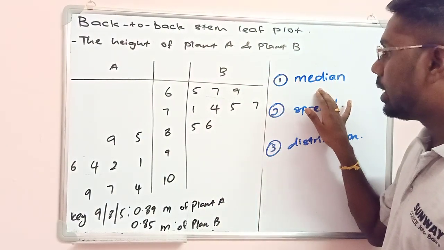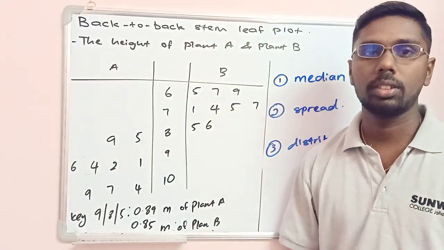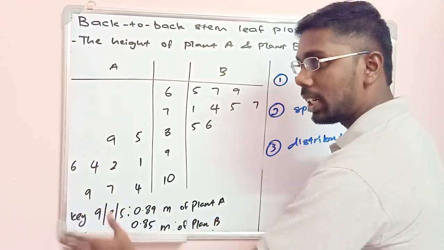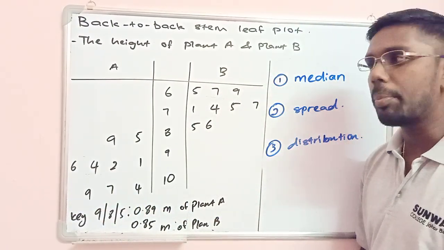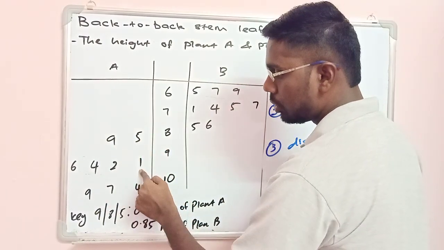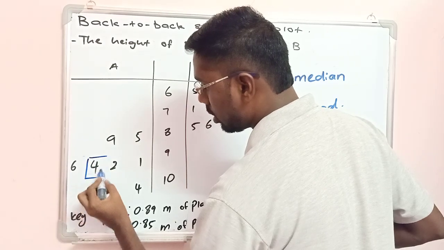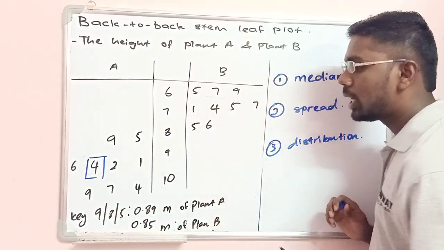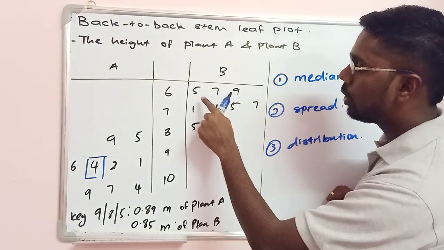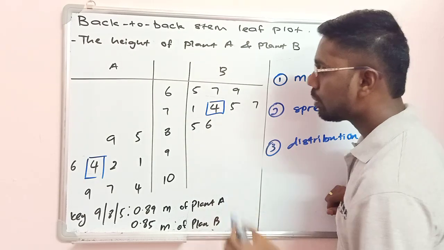So to talk about the median, we have to find the median of these datas first. Okay, so first, since it is only 9 datas, 9 plus 1 is 10, 10 divided by 2 is 5. So the fifth value will be the median. So 1, 2, 3, 4, 5. So this is the median. And here we got 9 datas, so 9 plus 1 divided by 2 is 5. So the fifth value also 1, 2, 3, 4, 5. So this is the median for this.